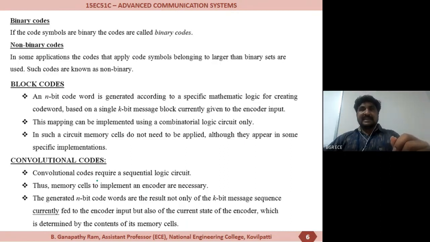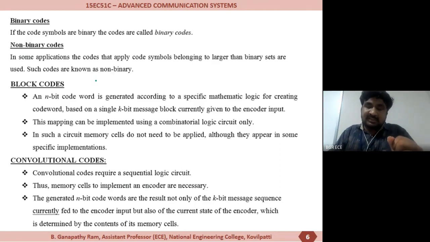And if we employ binary data for the encoding and decoding operation, then it is called a binary code. If the codes do not involve binary data but involve other representations like octal, decimal or hexadecimal, those kinds of codes are called non-binary codes. And depending on the circuit or the operation involved in the encoding and decoding process, the codes can be categorized into two different codes, block codes and convolutional codes.